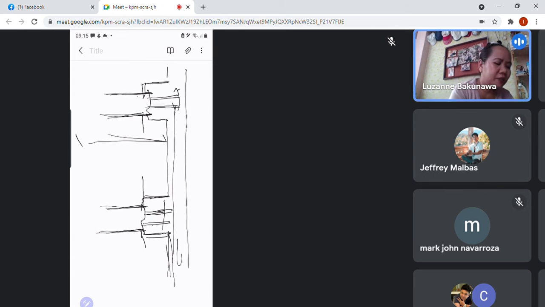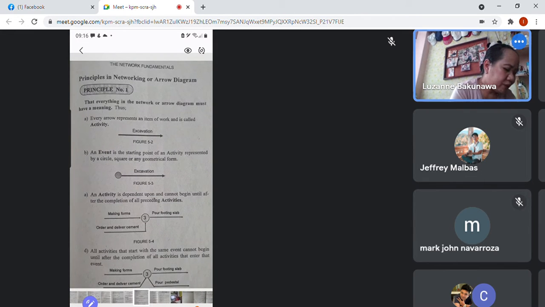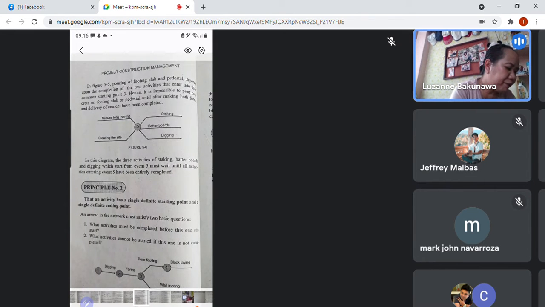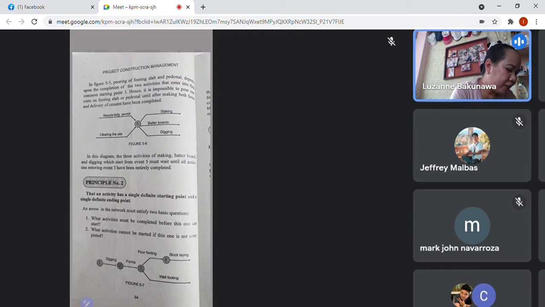So, it depends on the engineer's strategy. Okay? Then next, in Figure 5.5, this figure also shows the source of secure building permits, then clearing the site, done simultaneously, no? Then staking, batter boards, digging. So these activities are done simultaneously. So it is possible.